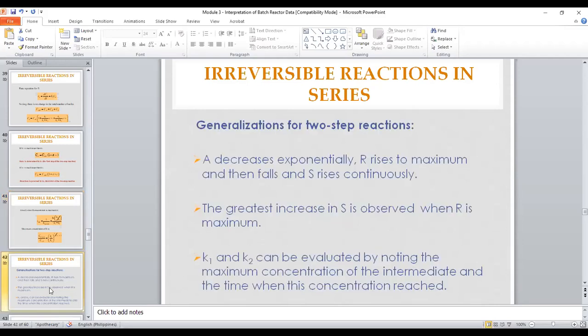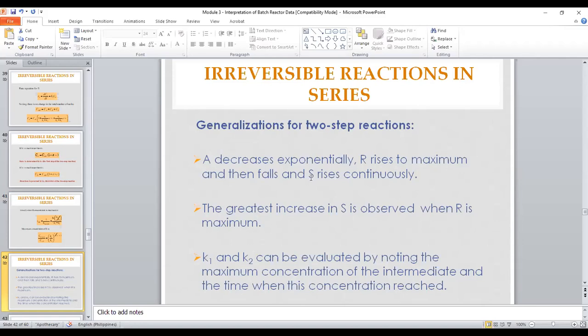Now we go to the generalization. In a two-step irreversible reaction in series, we have observed that A decreases exponentially based on the first step. R rises to a maximum. We expect that R is going to reach a certain maximum value, but then we expect it also to fall because it is continually being consumed in the production of S.